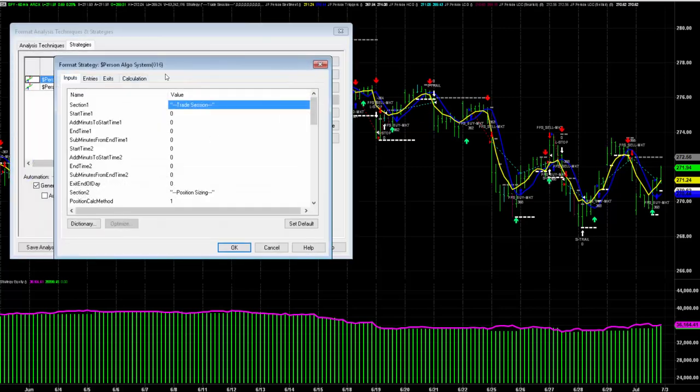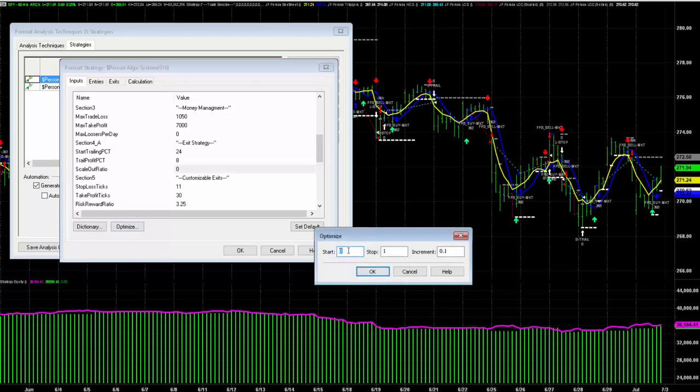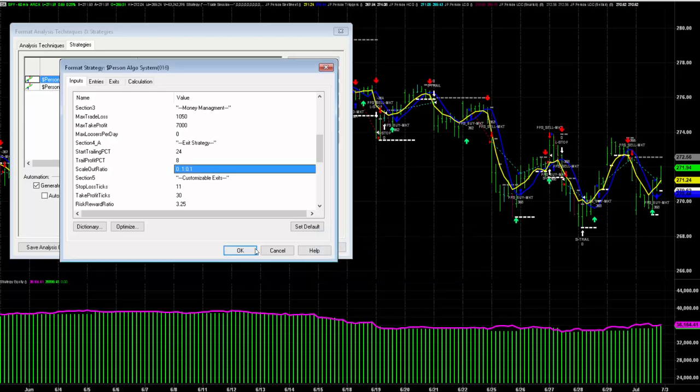You can see that we're using this model 16. And let's go over here, and I'm going to do something interesting and share with you this function, scale out ratio. Now I'm going to hit optimize real quick, and it optimizes values between 0 and 1 with a jump rate of 10%. I'll go through that right now with you.